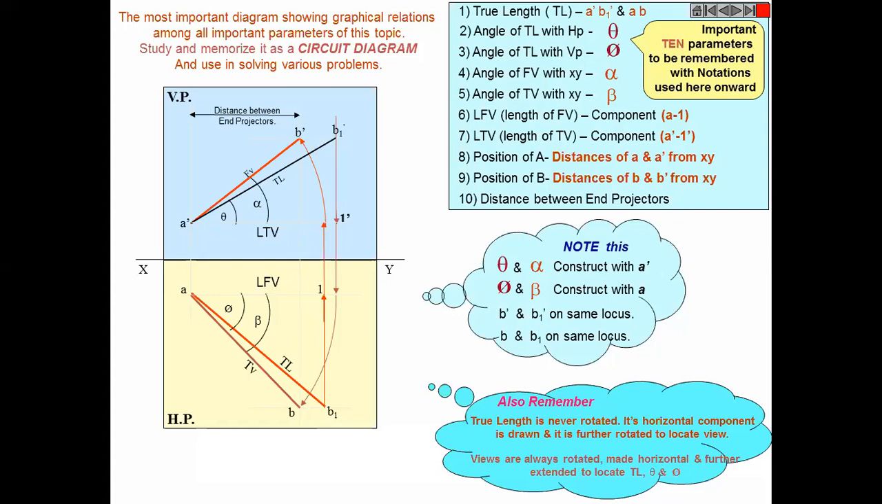But my question is, both the lengths of the views should be the same while the line is inclined to both the planes. In which case will that happen? Answer me. A very simple answer, you just put your mind to it. Angle of the top view and the front view, your voice is cutting, HP and VP.